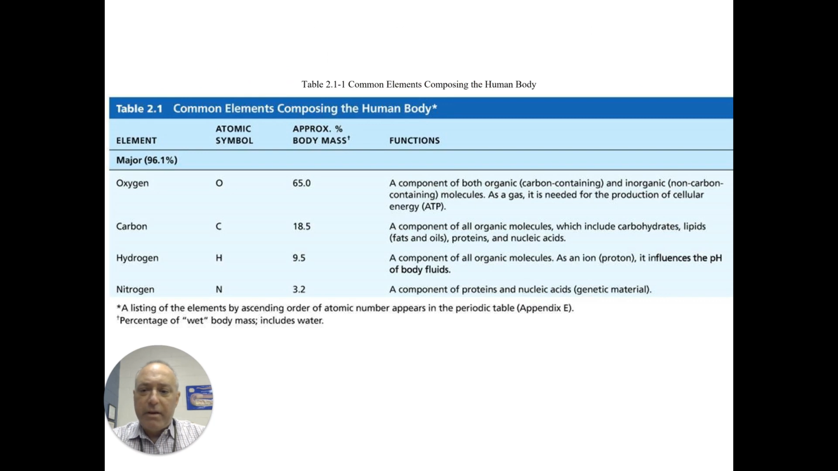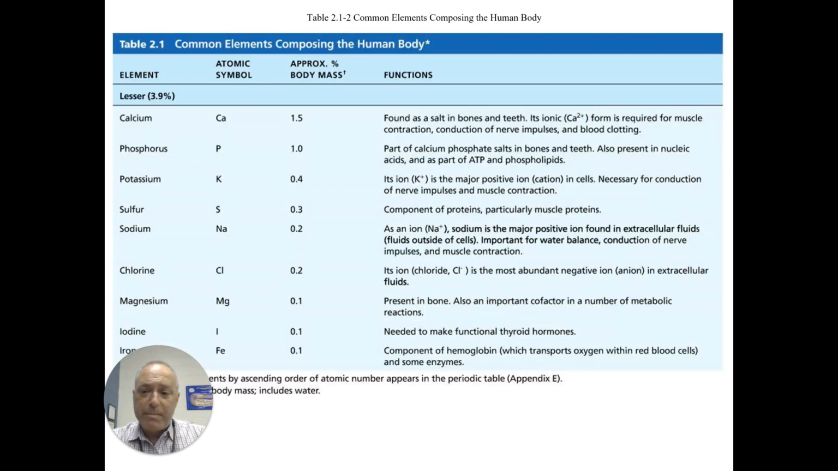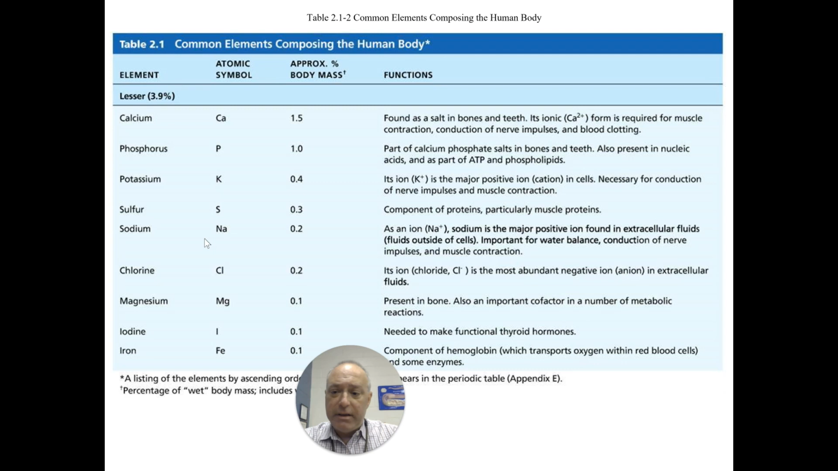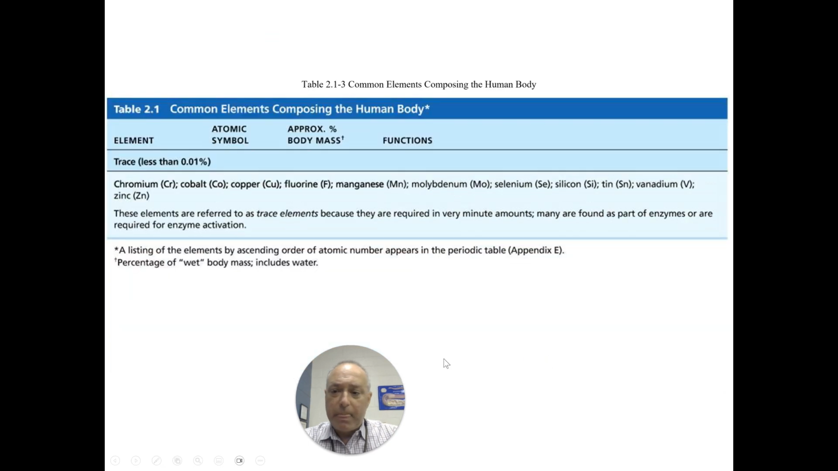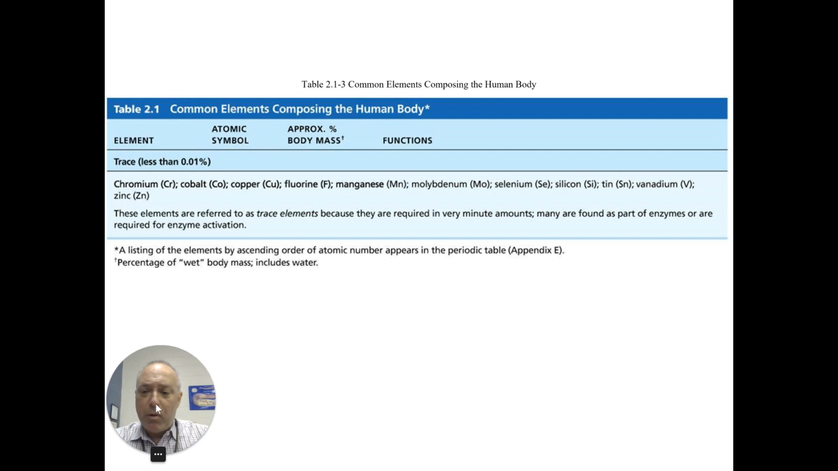This table shows just what we are made of, the human body composition. 65% oxygen, surprisingly, 18.5% carbon, that was a little lower than I thought. Hydrogen around 10% and nitrogen around 3.2%. So we're mainly made of oxygen and carbon. There are other ions like calcium, potassium, sodium. We're going to get to these, but these make up a lesser amount of body mass. And then finally, some trace elements like chromium, cobalt, copper, zinc, that make up just a fraction of our body.